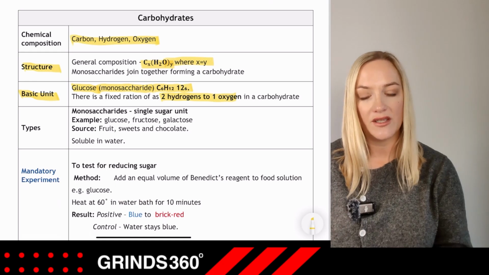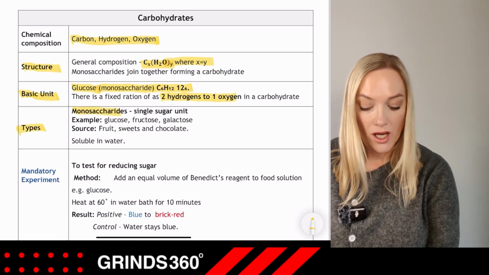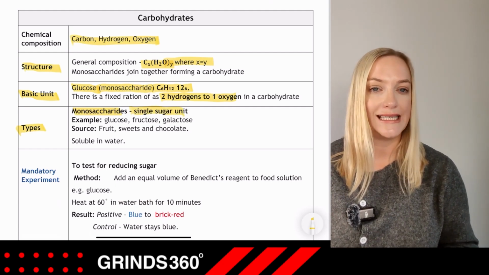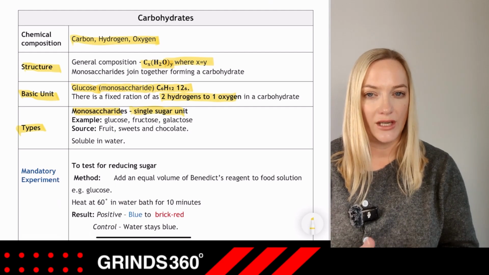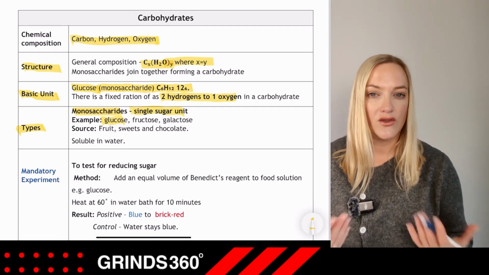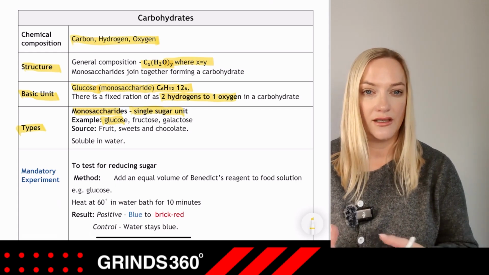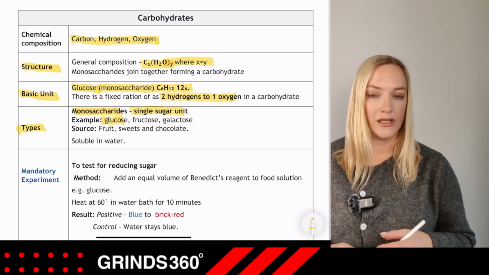So there are different types of carbohydrates that we need to know. Monosaccharides, so mono being one, it's a single sugar unit. And we need to know an example of a monosaccharide. So here we have glucose, fructose, or galactose. Glucose is what I like teaching. And then we need to know a source of this monosaccharide: fruit, sweets, chocolate. Also that it's soluble in water.